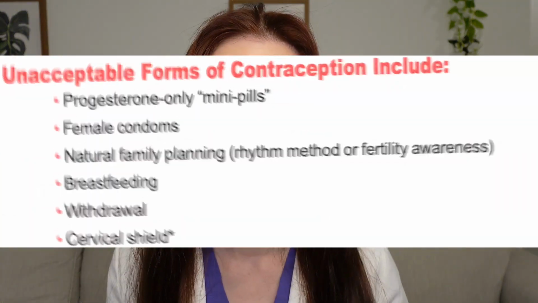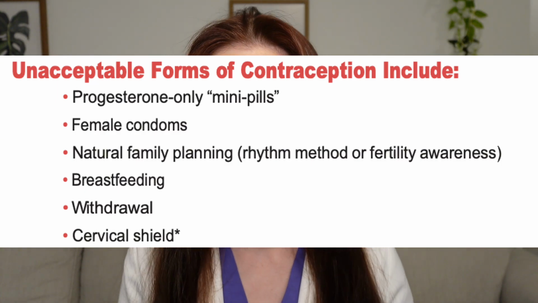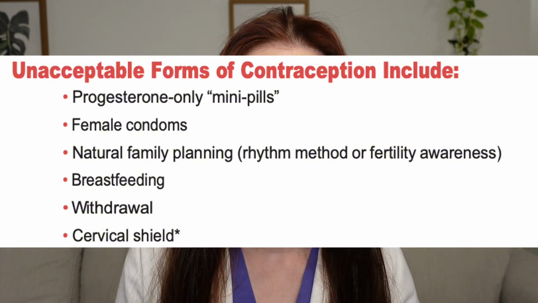Of note, a patient may technically claim abstinence as long as they are committed to having no sexual contact with a partner that may result in pregnancy. However, this is only really recommended as an acceptable form of birth control if abstinence is part of a lifestyle choice, such as a religious practice, and not just a social circumstance. Unacceptable forms of contraception include progesterone-only mini pills, female condoms, natural family planning, breastfeeding, withdrawal, or cervical shields.